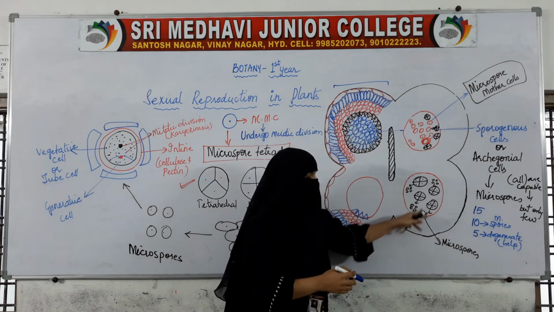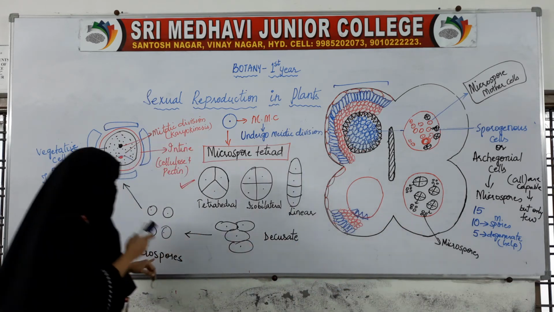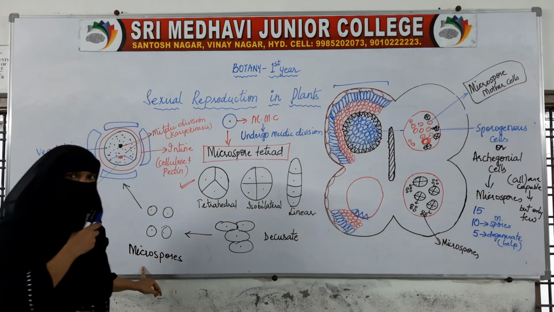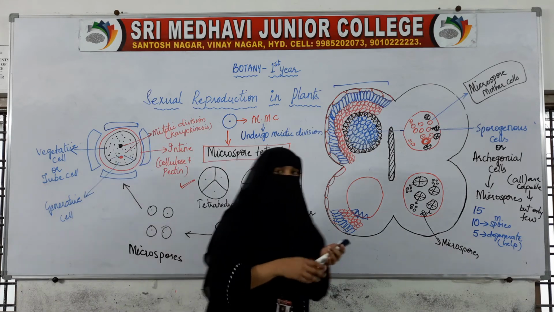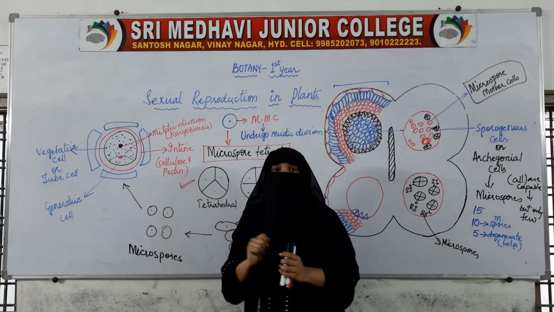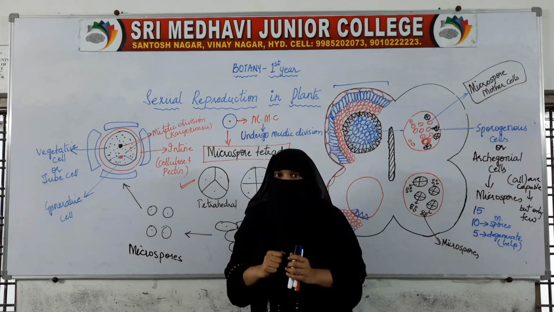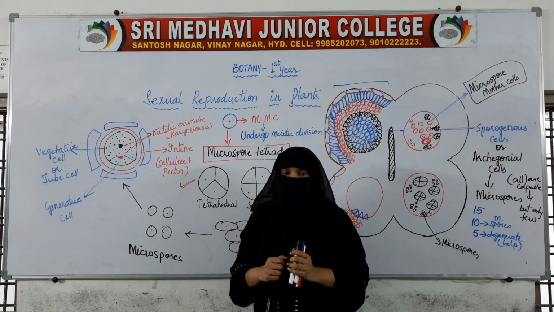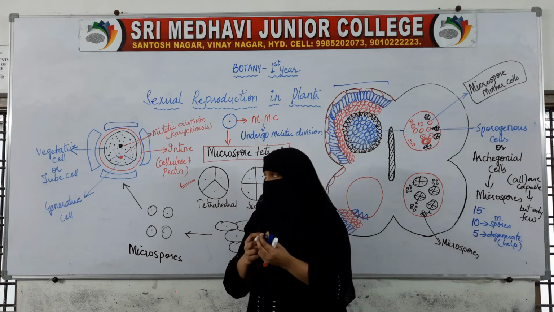Now they are separated. These are called microspores. Now microspores will again change into pollen grains. How will they change into pollen grains?